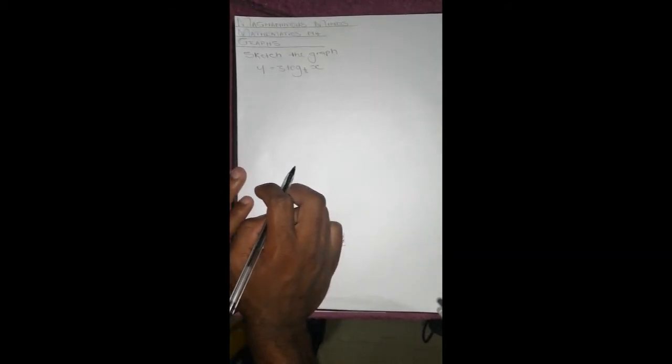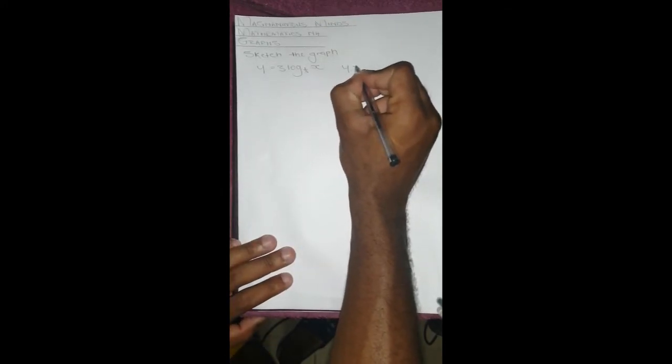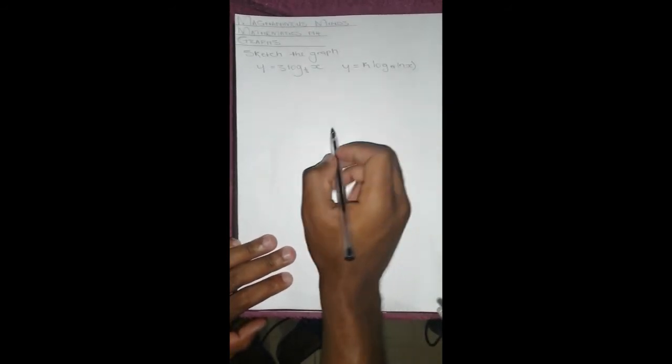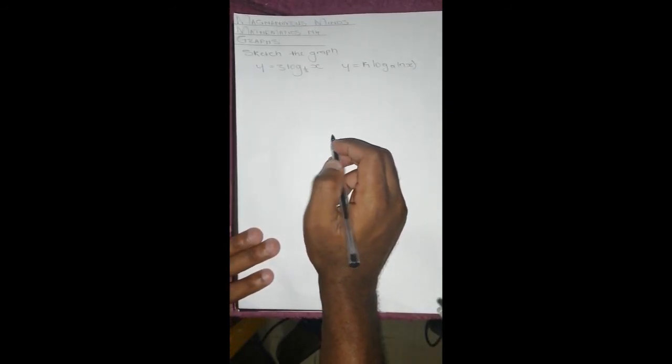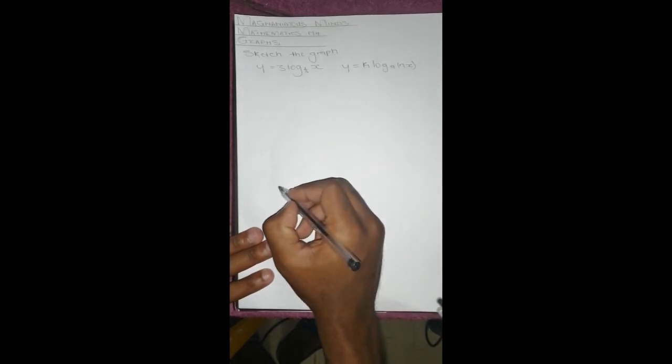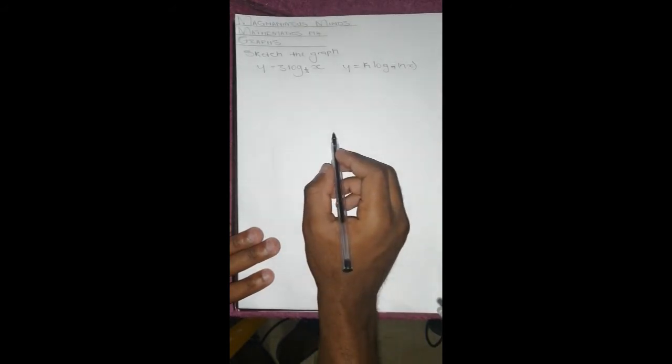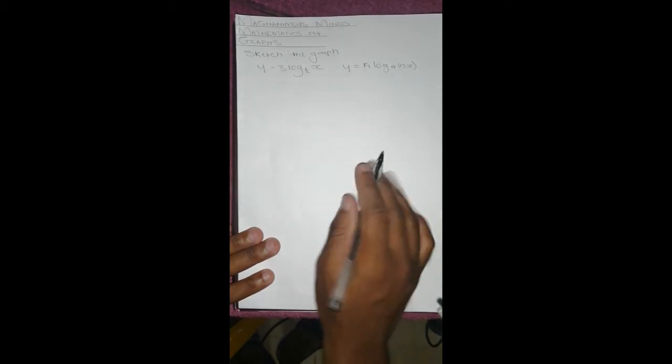We are back again with mathematics and graphs, and we are told to sketch the graph y equals 3 log base 1/3 of x. We know that the standard form of a logarithmic graph is y equals k log base a of x, and that our a determines where our graph is going. Normally, a positive one goes this way, and a negative one goes this way.